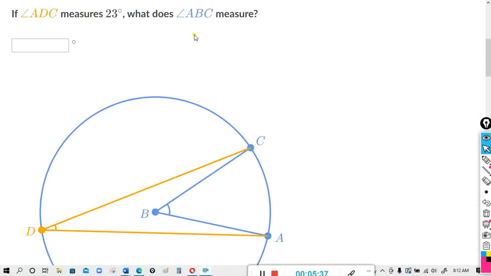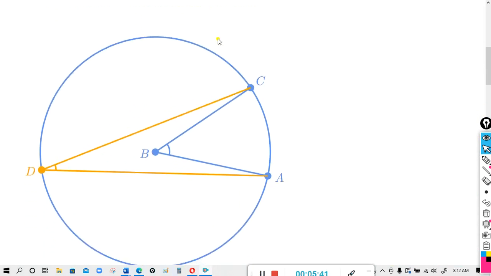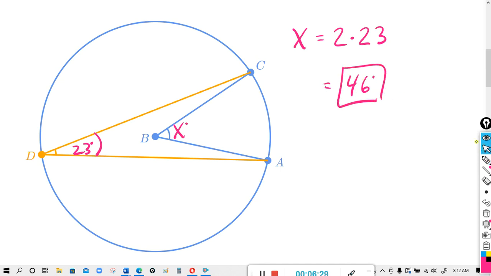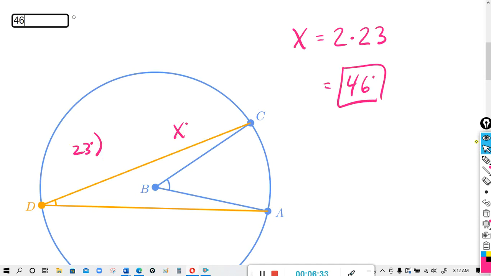ADC measures 23. What does ABC measure? Let's label ADC as 23. Here's ADC, so this is 23. Since D is on the circle, the vertex is on the circle, this is an inscribed angle. B is the center, so this is a central angle. We know the inscribed angle is half of the central angle, so the central angle has to be 2 times the inscribed angle. I'm going to call this one X. This angle is 2 times this angle. So X is just going to be 2 times 23, which of course is 46. So you just click inside the box and type 46.